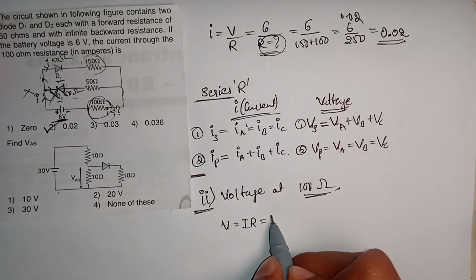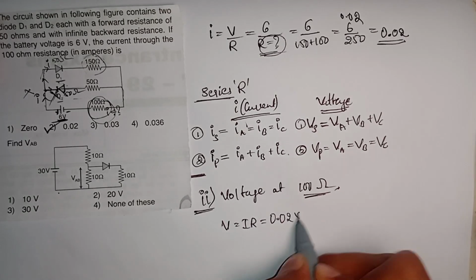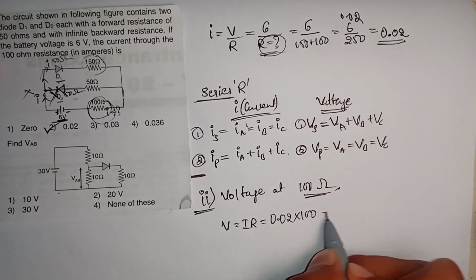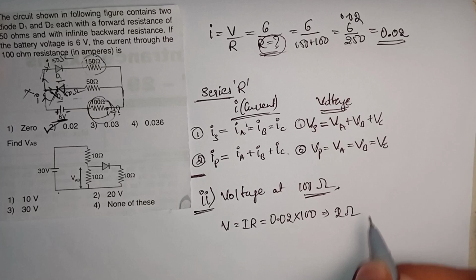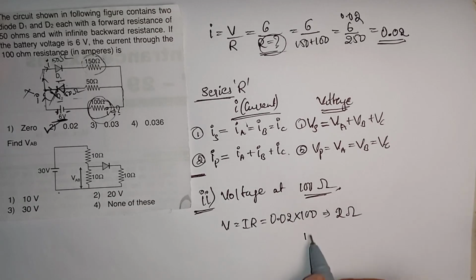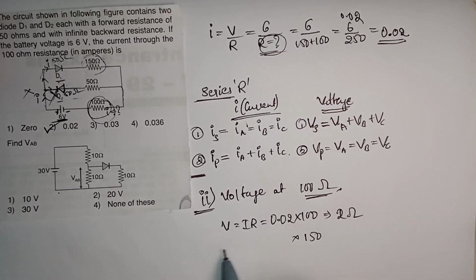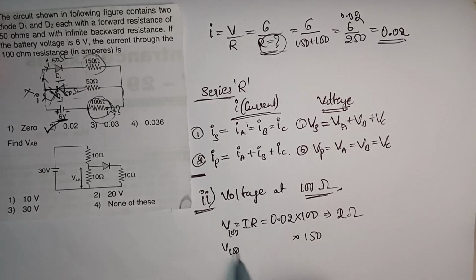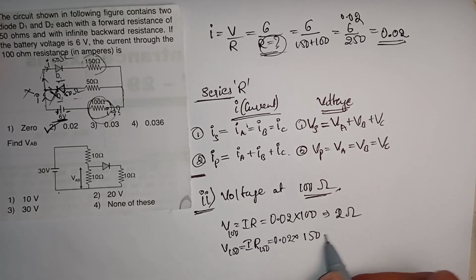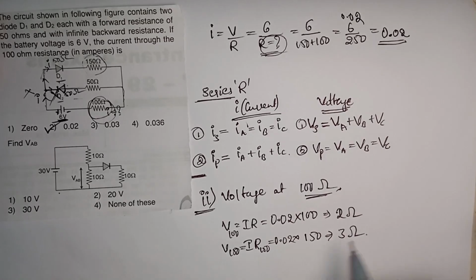The current they have given is 0.02. For the 100 ohm resistance, the voltage will be 2 volt. For the 150 ohm resistance they have given, the voltage will be the current into the resistance of the 150, that is 0.02 into 150, which will be 3 volt.